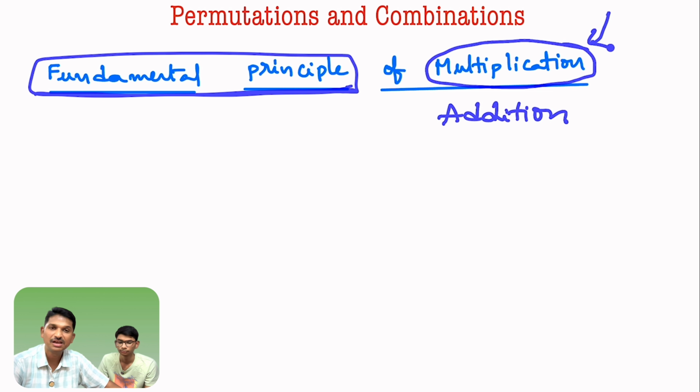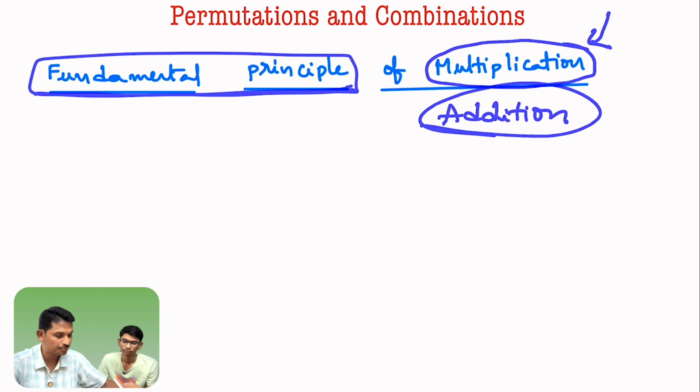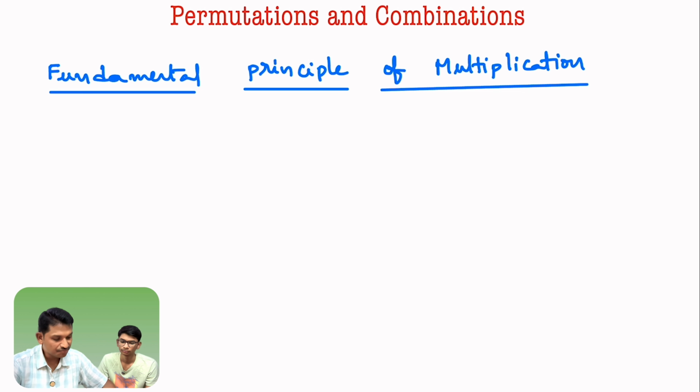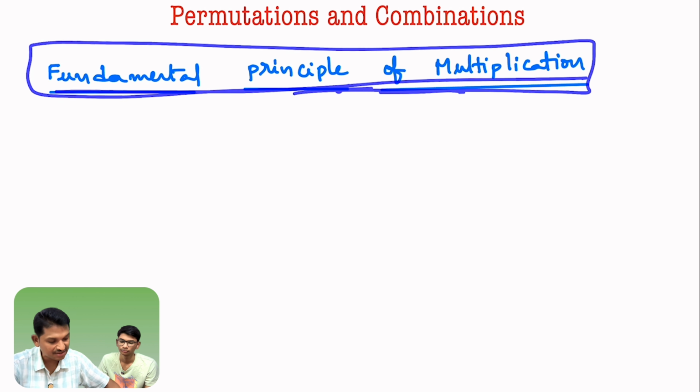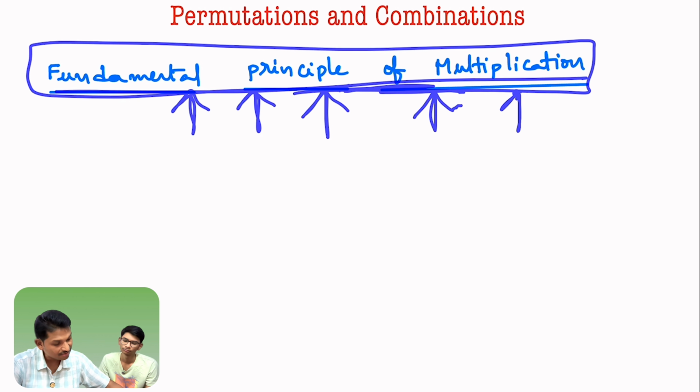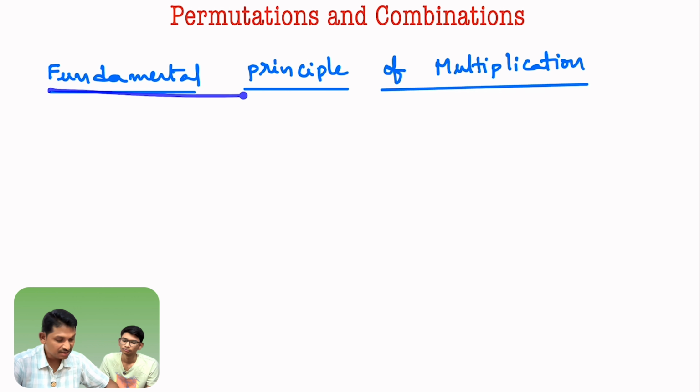When it comes to JEE level or objective part, we will use this also. First, we will learn what is fundamental principle of multiplication. What about the importance of this? It is most important, right? Throughout this chapter, everywhere, in the last problem also, we use fundamental principle of multiplication. Before understanding what it is, we'll discuss one example, right?